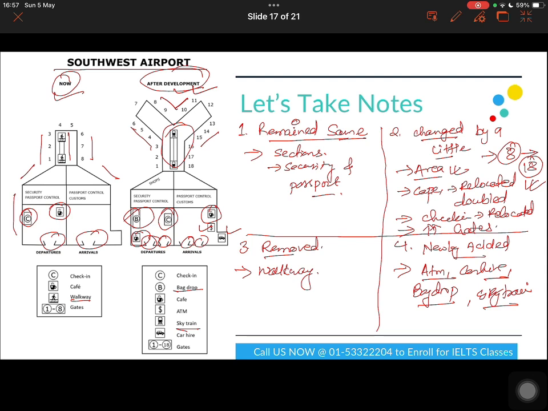Now, while we focus on these four categories, we have almost covered every major component of the figure that has been given. So now let us see how to write the introduction and the entire essay for this question.